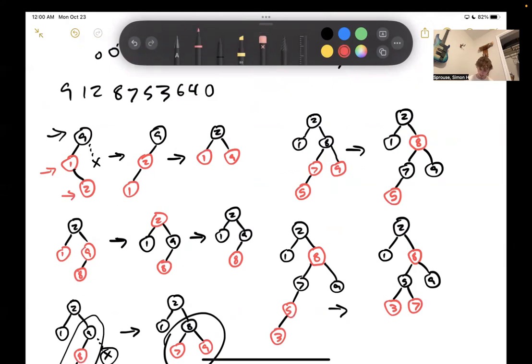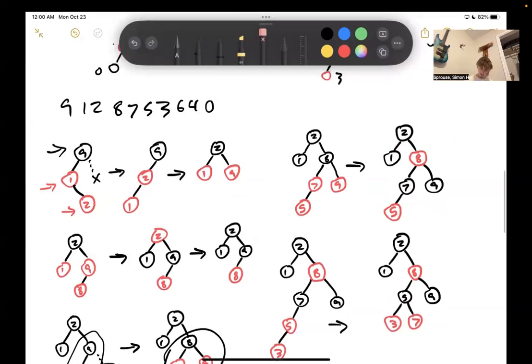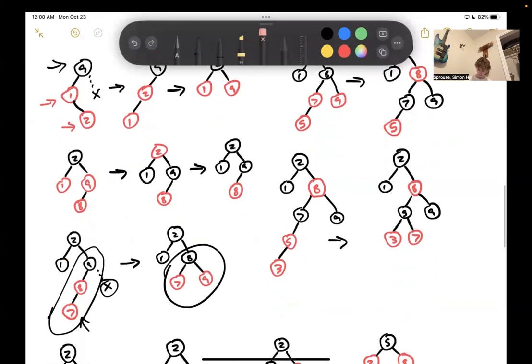As you can see, black height on the left is again 1 still, and we still got a black height of 1 on the right. No adjacent red nodes. I think we're good to go. We're going to insert 3. Once again, we have a violation here because you've got a red node with a red parent. Looking at this quickly, we can determine that we're in the case where we've got a black uncle.